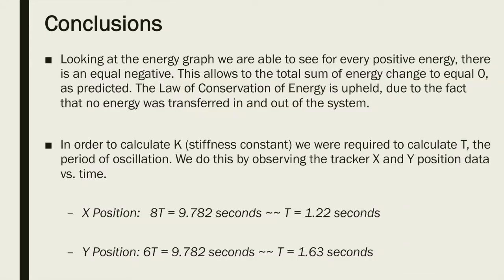We can conclude that looking at this energy graph, we are able to see that for every positive energy there is an equal negative. This allows the total sum of energy change to equal 0 as predicted. The law of conservation of energy is upheld, and no energy was transferred in and out of the system.